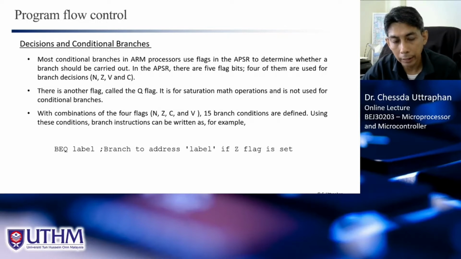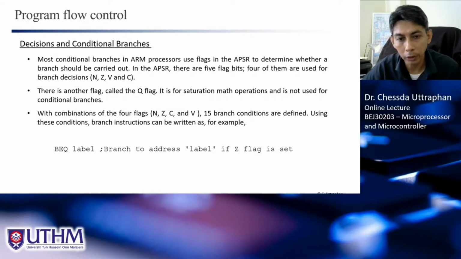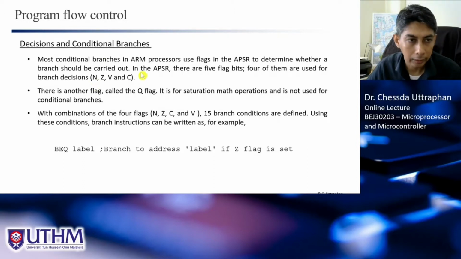For example, at some point we may want to test whether a condition is true or not. If true, what to do. If not true, what to do. That will be in this group of instructions, the decision and conditional branch instructions. So that the microprocessor will know this by looking at the status flags, the N, Z, V, and C.